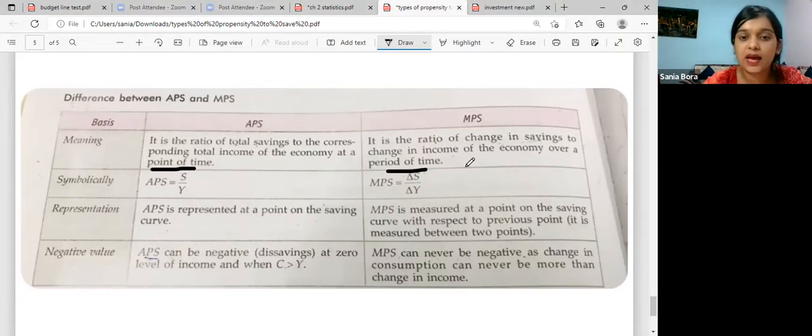The formula is this, and for MPS, the formula is this. Then APS is represented at a point of time on the saving curve, and MPS is measured at a point on the saving curve with respect to the previous point, right?